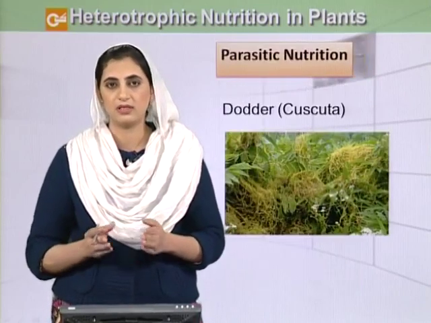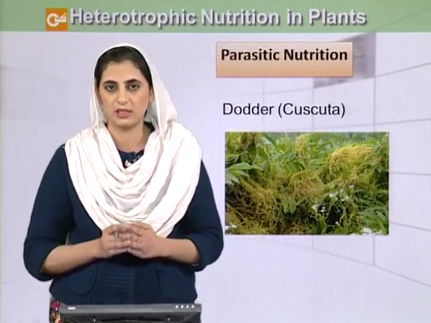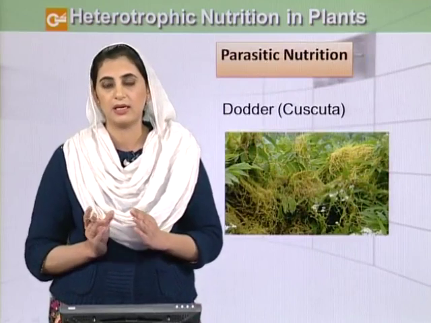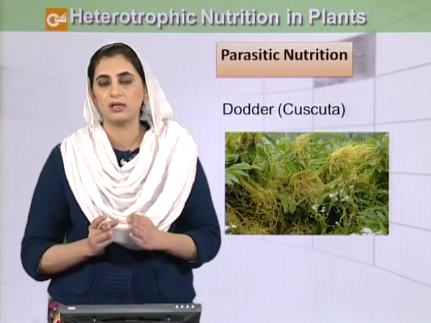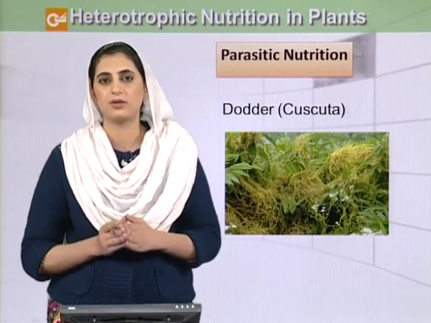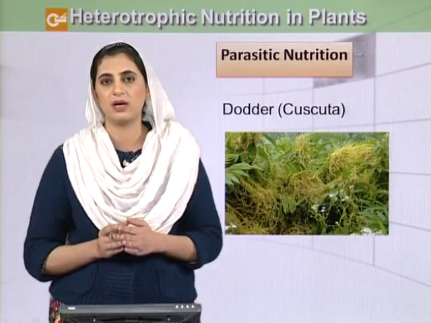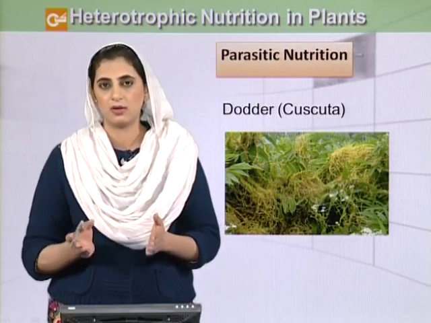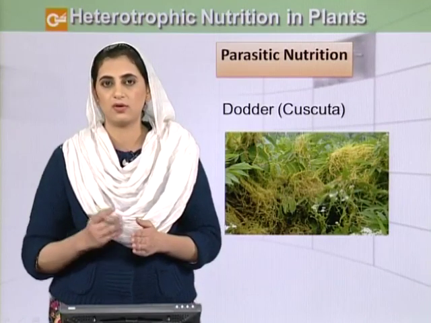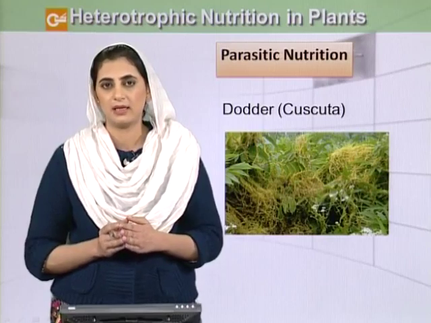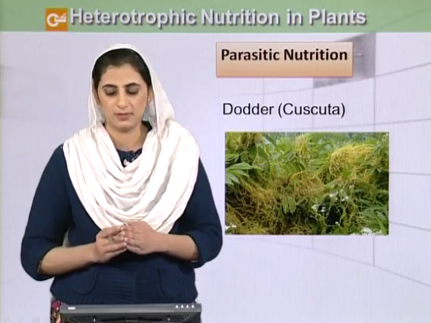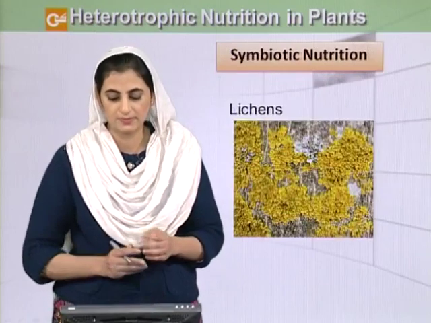And then we have another type of nutrition which is called parasitic nutrition, and in this type of nutrition the plants are wholly dependent on their host for their food supply. An example is the dodder plant, which depends on its host plant for the whole of its food supply, and it is like a twining vine around its host plant.